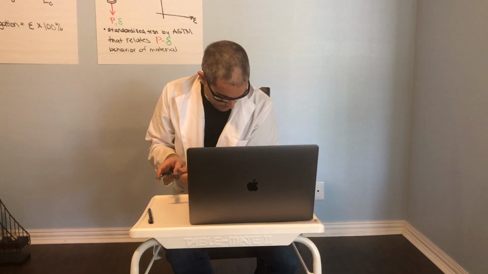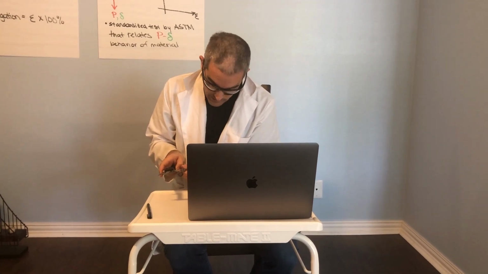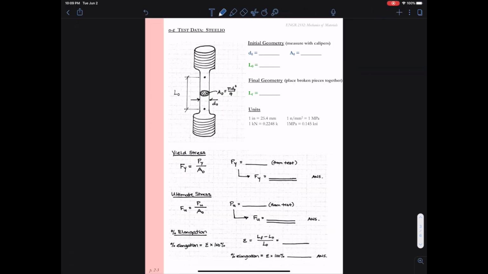And now I want to go ahead and I want to get the initial length of that. So this is going to be just the flat portion. So I go ahead and between my 2 dots, I take another measurement here. And it looks like my initial length, as I have it measured, is about 57.15 millimeters. So let's get those numbers into our notes.